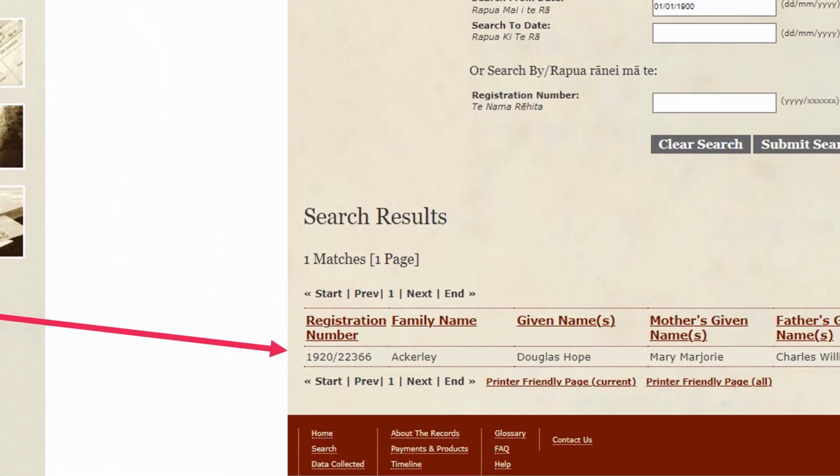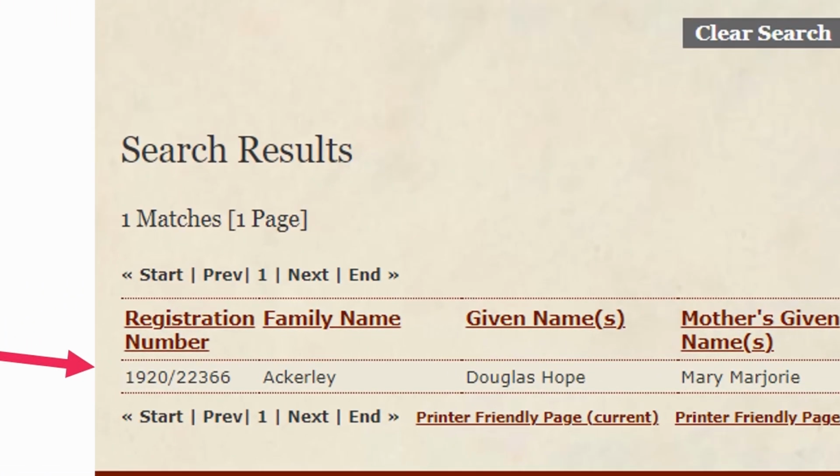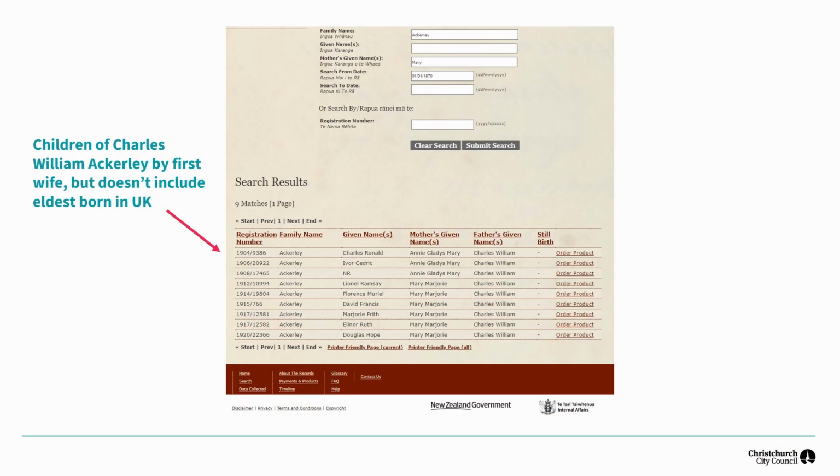Keep in mind that this is not necessarily the year of the birth. Registrations were sometimes made sometime after the birth. So now if we just search by the mother's name, something interesting happens. We get Douglas Hope Ackley and his full siblings, but we also get the children of the father's first marriage because her name included Mary. But because these are births which happened in New Zealand, we don't get the birth of Charles William Ackley's oldest child, who was born in England.